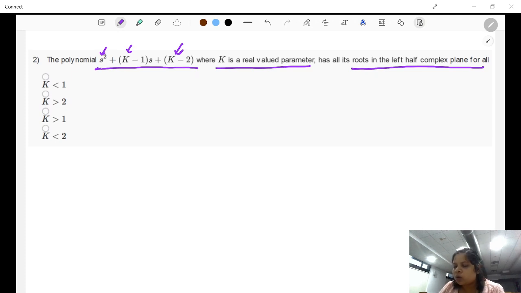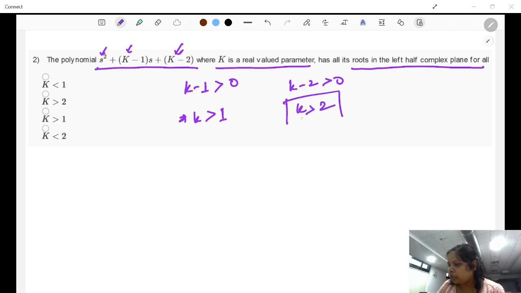But you see for s square we have the coefficient to be 1, that is a positive number. So for the other powers of s also we need the coefficients to be positive. So k minus 1 should be greater than 0 and k minus 2 should also be greater than 0. When you take both these conditions, you see k is greater than 1 and k is greater than 2. So this is the fact that dominates here, and we want to have k greater than 2 for this.